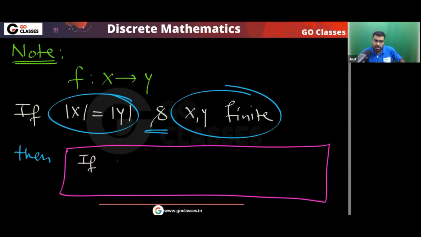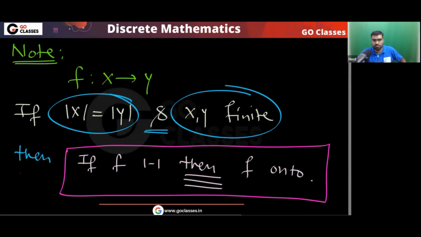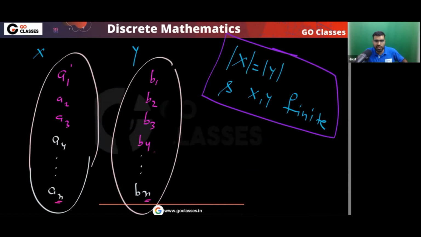If f is one-one, then automatically it will be onto. If f is one-one, then f will automatically be onto. Clear? If f is one-one, then automatically f will be onto. Clear? Let me know. Please tell me. In this situation, if f is one-one, then automatically f will be onto. Now tell me the other situation.